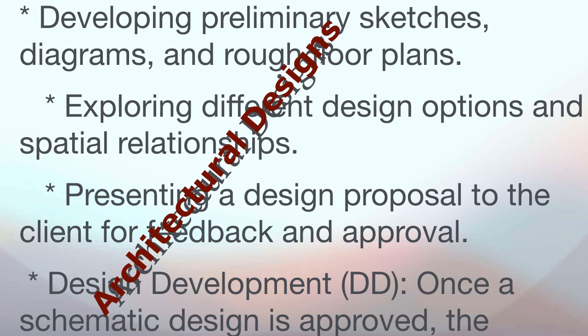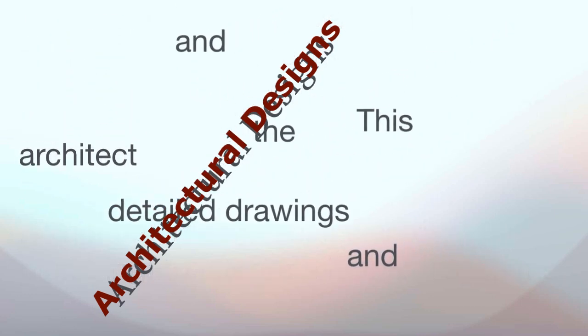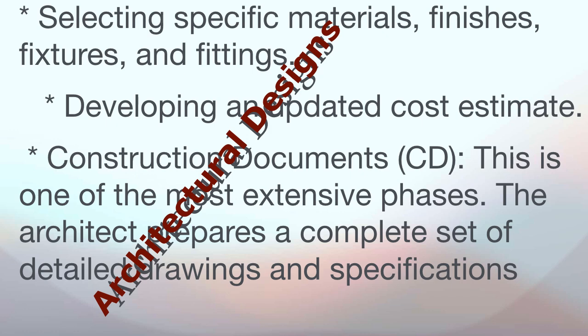Design development, DD. Once a schematic design is approved, the architect refines and elaborates on the concept. This phase involves creating more detailed drawings and plans, collaborating with engineers, structural, mechanical, electrical, and plumbing to integrate building systems. Selecting specific materials, finishes, fixtures, and fittings. Developing an updated cost estimate.